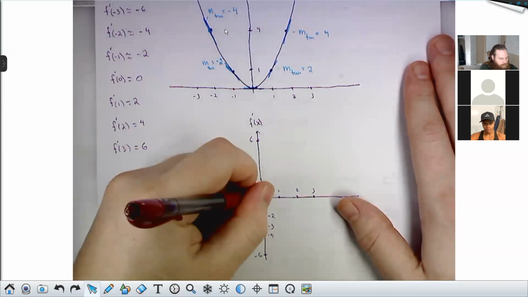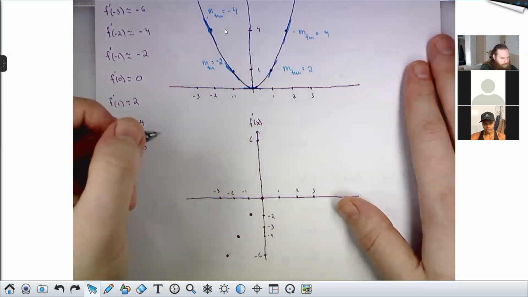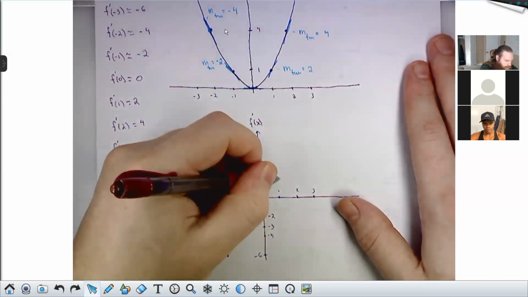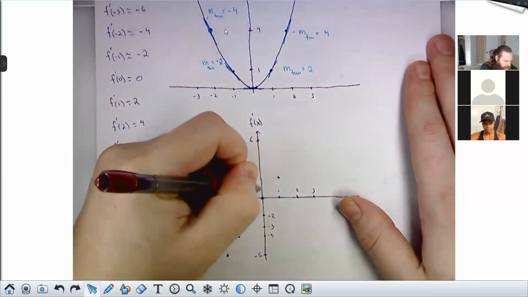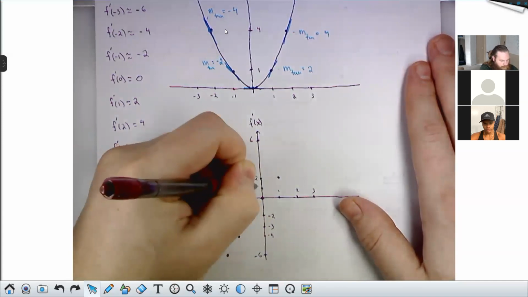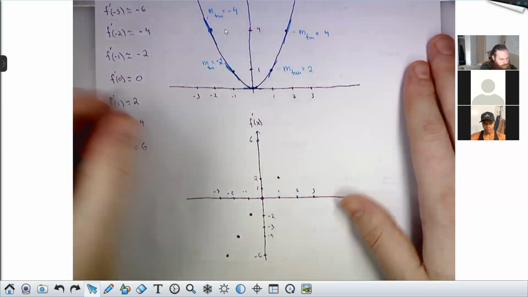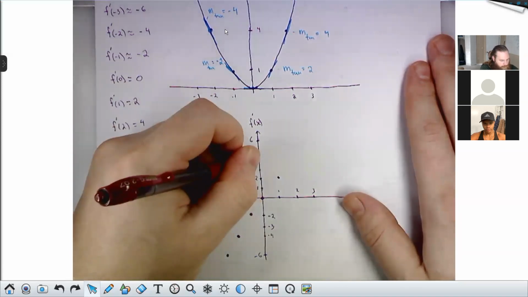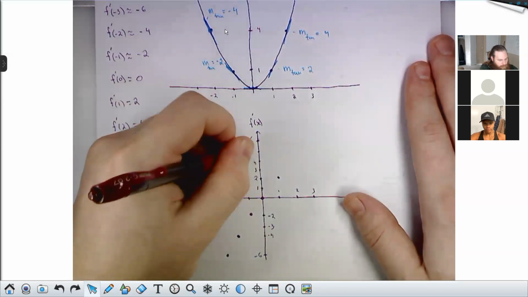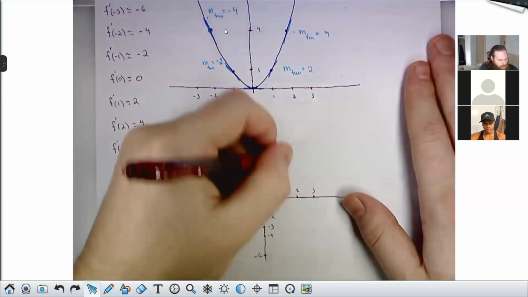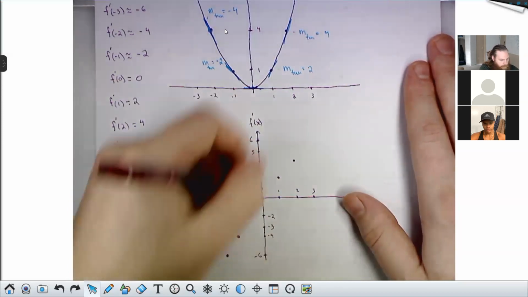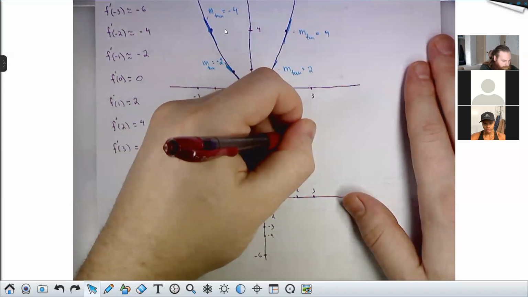F prime of 0 is 0. F prime of 1 should be 2. This is 1 and 2. F prime of 2 should be 4. So this would be like 3, 4, 5, 6. 2, 4. And then f prime of 3 we said should be 6.